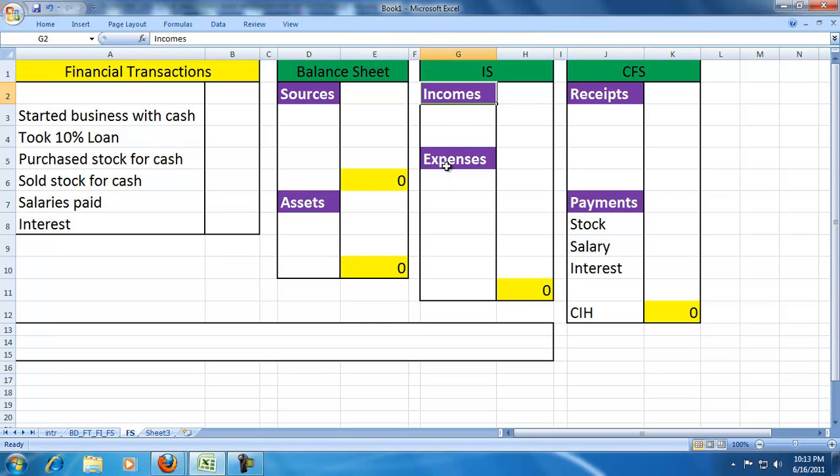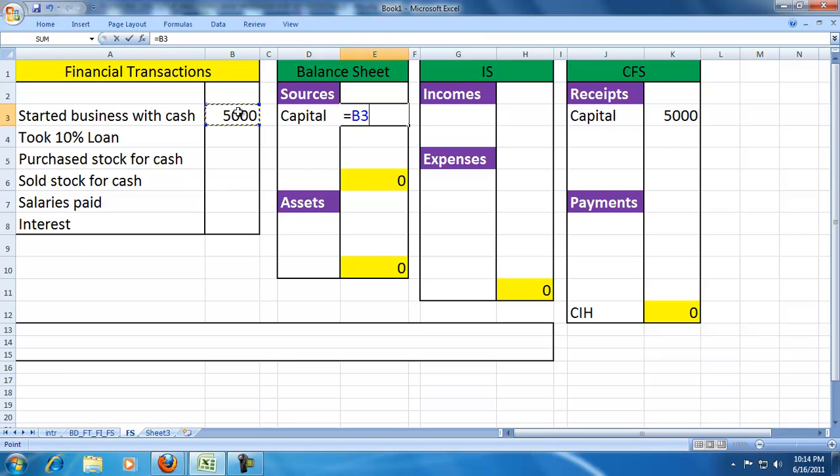Their incomes, expenses, receipts and payments. Let me remove this for the time being. Let us put some numbers. Let's say I'm starting business with 5,000. Starting business with 5,000 is not an income, but it is a receipt, and the receipt name is called capital. I'll show the capital as 5,000, and the corresponding source of that money is 5,000. Don't worry about the process now. As we move along, you are going to develop that process thoroughly.